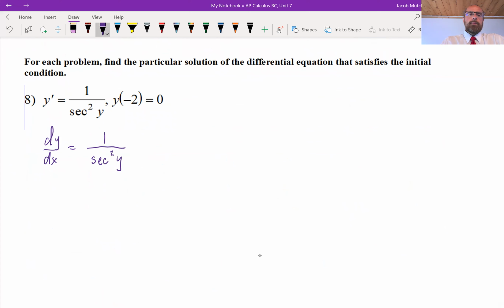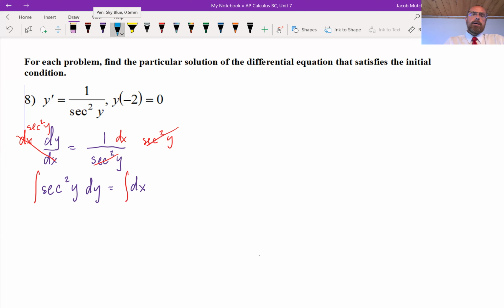So as I move my terms around to separate the variables, I'll cancel the dx. It'll lodge there with the 1. I'll also cancel secant squared y here on the right, and it'll lodge by dy. So our differential equation at this point is going to look like secant squared y dy equals 1 dx, or just dx. And with that, I've got my variables separated. The y's are on the left, the x's are on the right. I'll integrate.